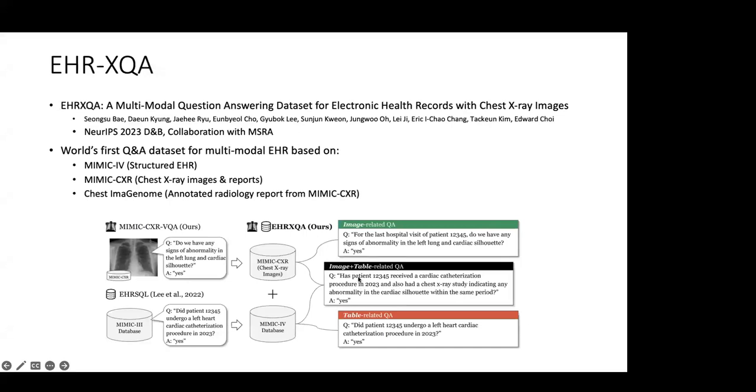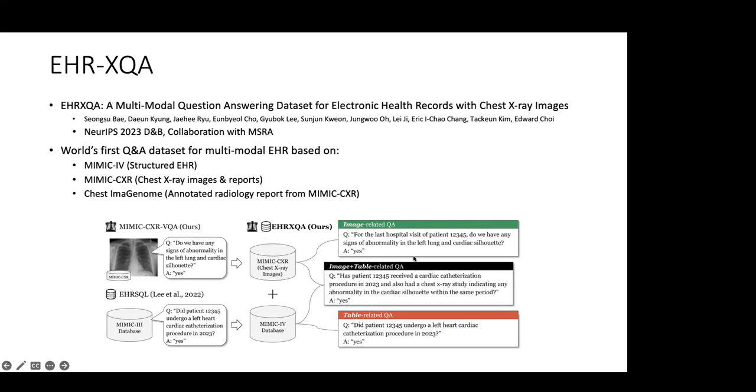Like, has some patient received the cardiac catheterization procedure in 2023, which is information you have to look up in the table, and also had a chest X-ray study indicating abnormality in cardiac silhouette, which is information they have to look up in the images. So you have to look up information from the table side and the image side, put them together, and then make an informed answer. That's what we try to do.